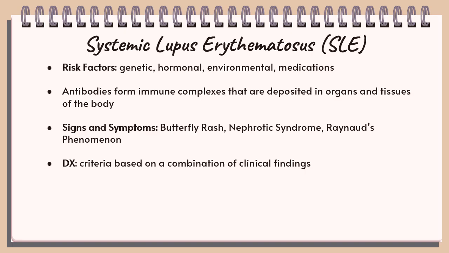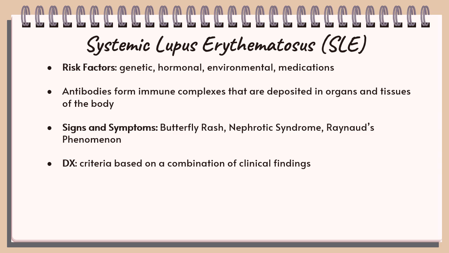Antibodies form immune complexes that are deposited in organs and tissues of the body, and their signs and symptoms are the butterfly rash. This is very, very common. The butterfly rash is a very red rash on the tops of the cheeks and across the bridge of the nose. Okay, kind of looks like a butterfly.